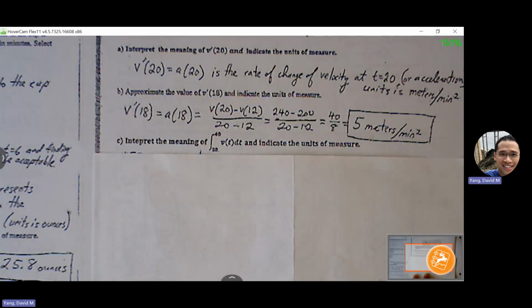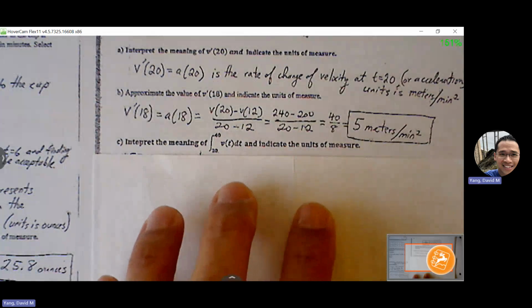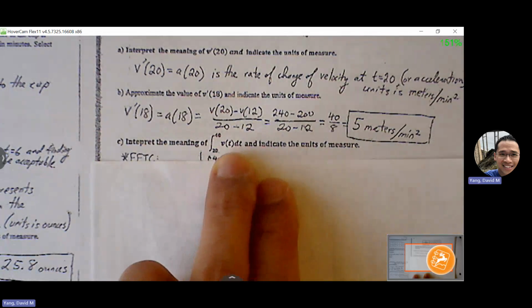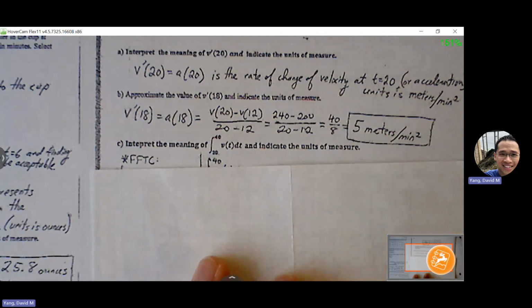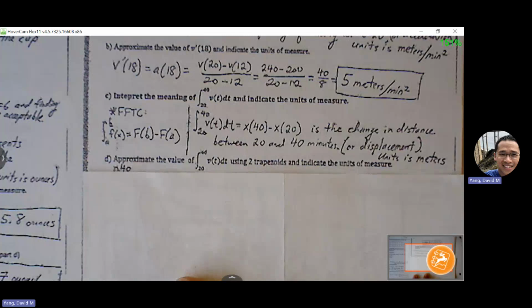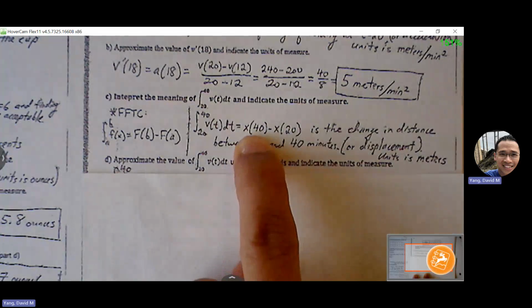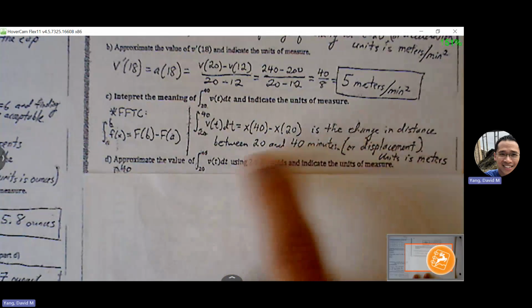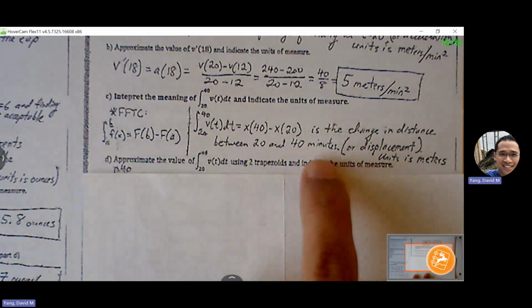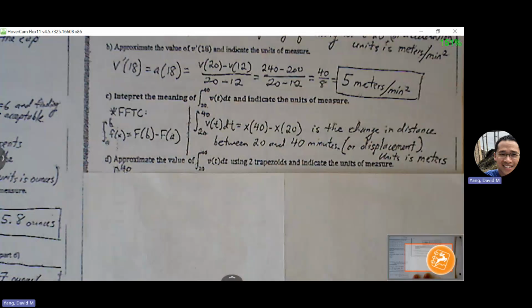Interpret the meaning of the definite integral from 20 to 40 of v of t. It helps using the first theorem to expand it out to help us interpret this a little better, because we know the integral of v of t is position, right? So this is x of 40 minus x of 20. x of 40 is her position at 40 minutes minus her position at 20 minutes. That's going to be the change in distance, or the displacement, between 20 and 40 minutes. This is the amount of progress that she makes in those 20 minutes.